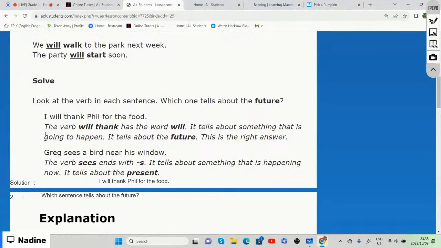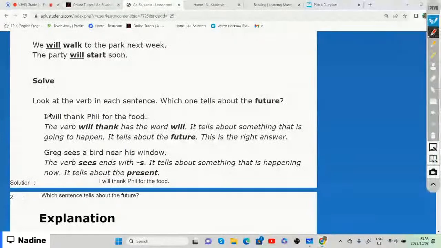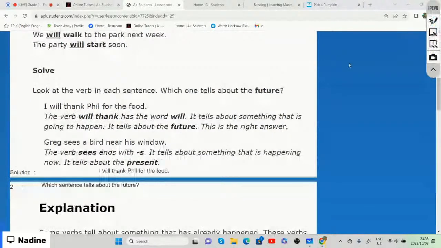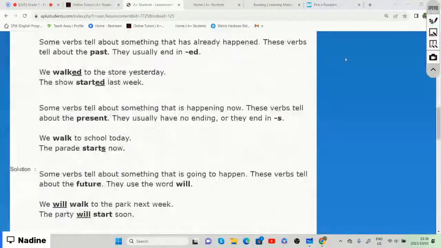All right, so if we look at the sentence that is telling us about the future, we can say, I will thank Phil for the food. So will is the indication that it is going to happen, and it tells us about the future. The word will is in there. It did not happen yet; it will happen.